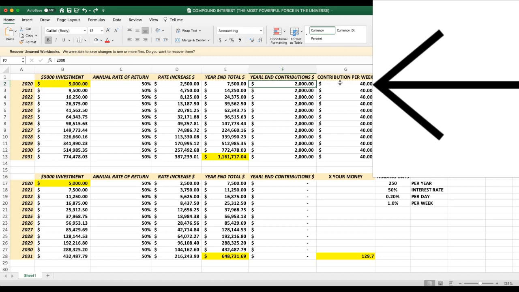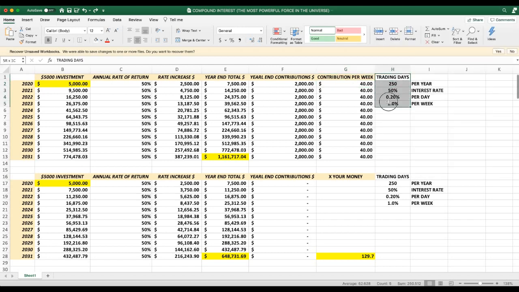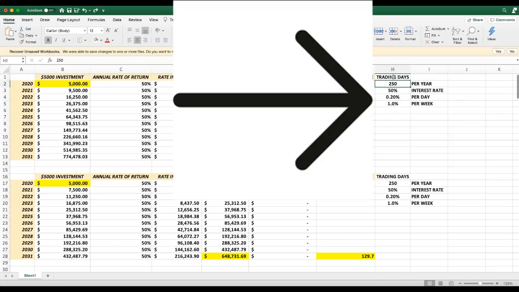On the right side, you can see the trading days. We have 250 trading days, but you don't have to be trading. You can be investing long term, short term, whatever. And then it shows your interest rate. You think, well, that 50%, that's high, right? And it is high. But if you break it down per day, it's only 0.20%, or 1% per week.